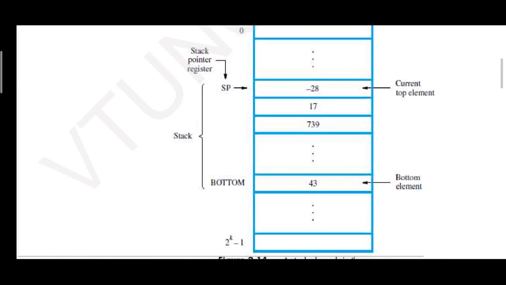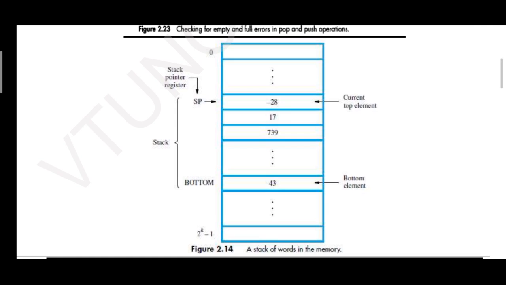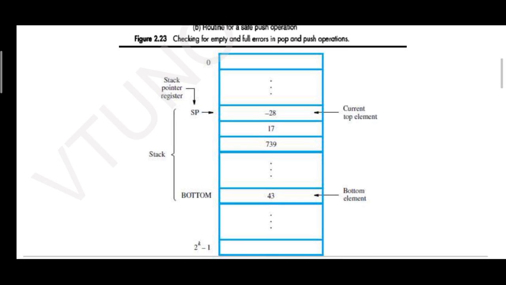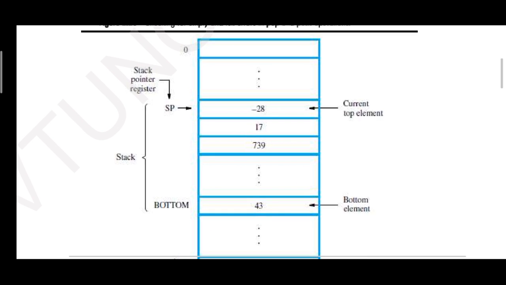Okay, here is the diagram for the stack frame, a stack of words in memory. Bottommost element, topmost element, SP is the stack pointer, which points to the current top element of the stack. Integers are inserted: minus 28, 17, 739, 43 and so on, they are the values of the stack. The current top position is minus 28. Whenever you want to insert a new element, you have to locate the previous word. Previous word means you have to subtract 4 from SP.